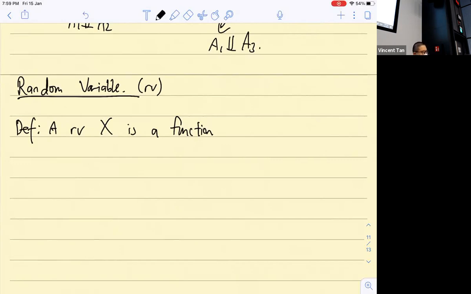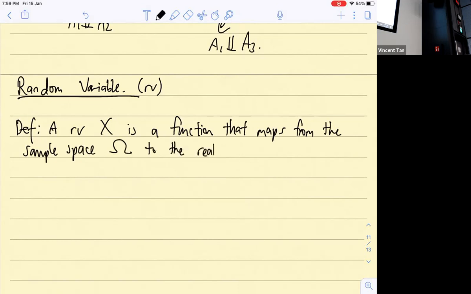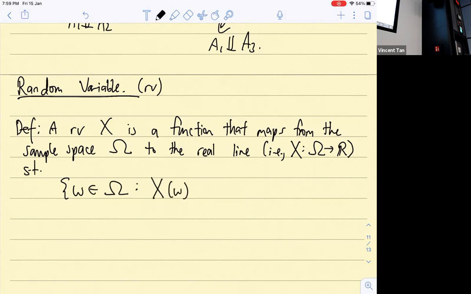There's nothing random about it. I don't even know what the meaning of random is because I only know what a function and a set are. These are primitives in mathematics, right? So I know what a function is. A function that maps, I'm going to draw a picture later on, from the sample space omega to the real line, i.e. X brings you from omega to the real line such that the pre-image {omega in omega such that X(omega) is less than or equal to x} is an event.